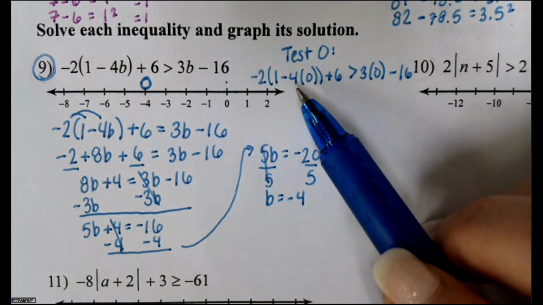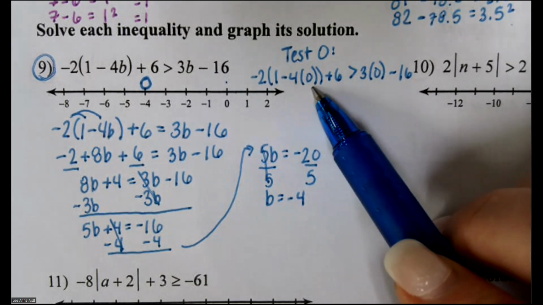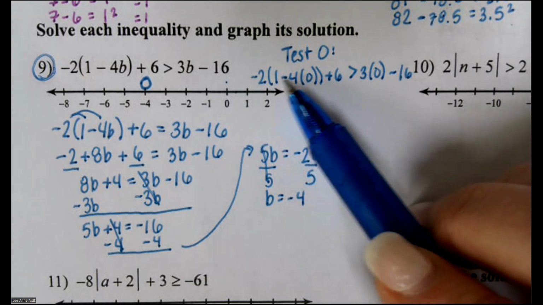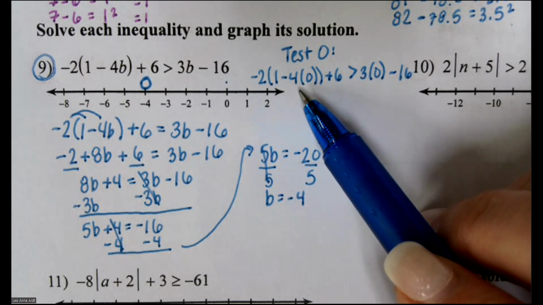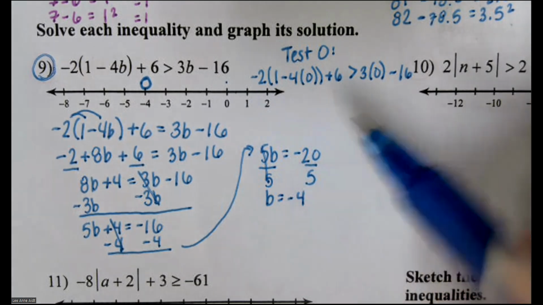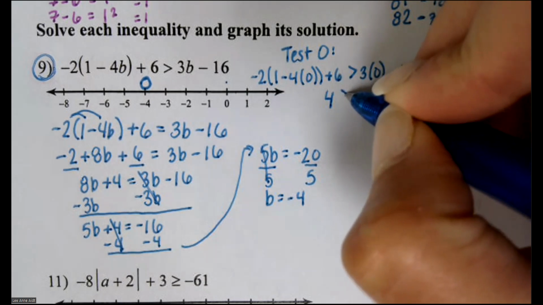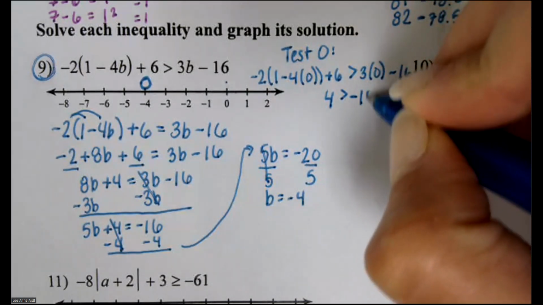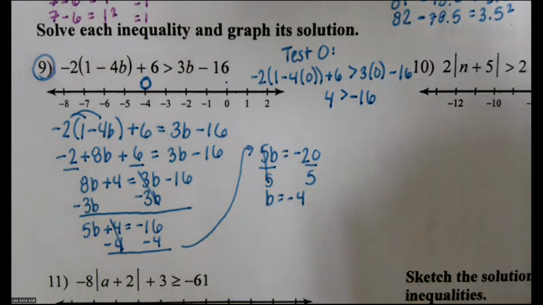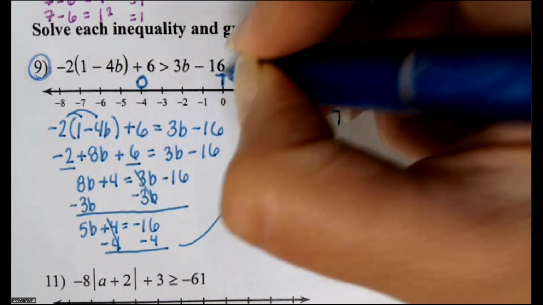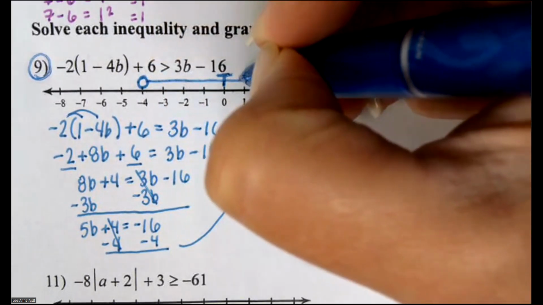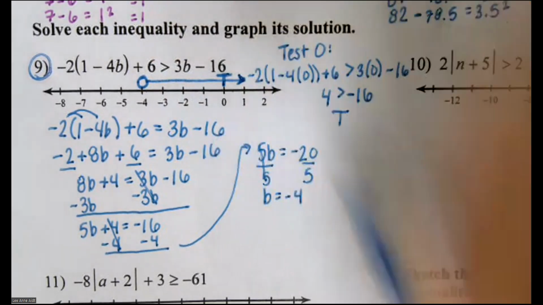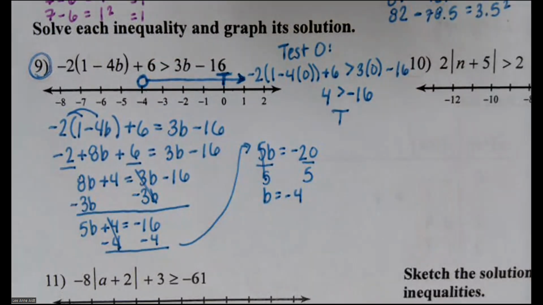Okay, let's go through order of operations. What's -4 times 0? What's 1 minus 0? 1. What's -2 times 1? -2 plus 6, 4 is greater than -16. True. So that means this is true. And we want our arrow to go toward the true. Arrow always goes toward the true. Shading always goes toward the true.